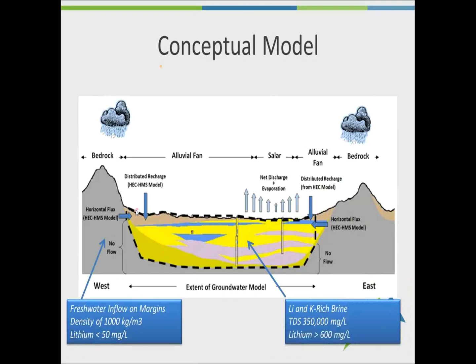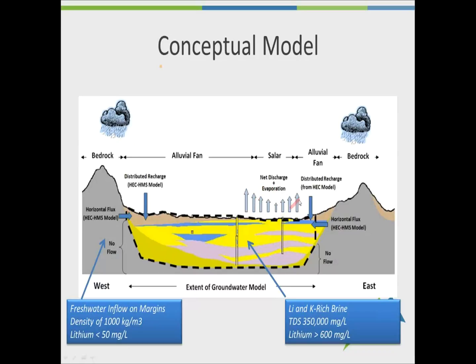The conceptual model for this system is shown here. The salt lake in the center is bounded on both sides by mountain ranges, and on the bottom by a lower permeability basement rock. Precipitation occurs primarily in the mountains, and fresh water recharges from this area towards the center of the salar. Water leaves the system by evaporation along the top of the salar.